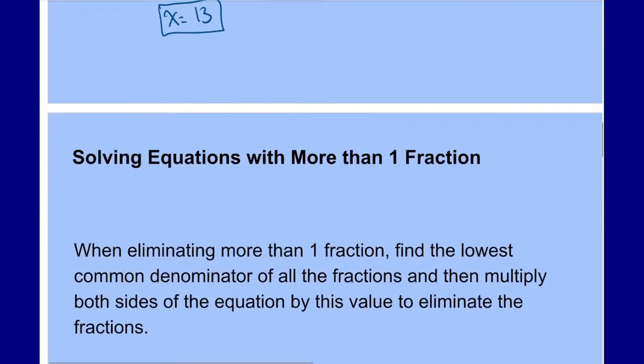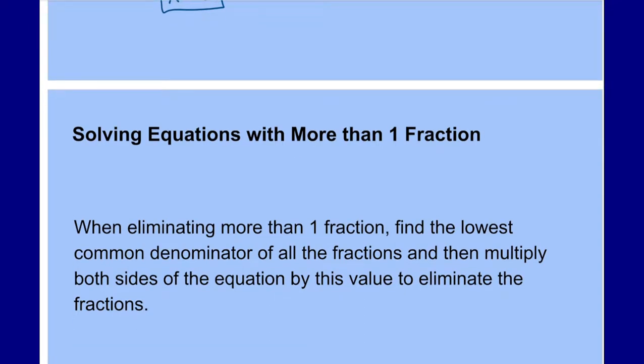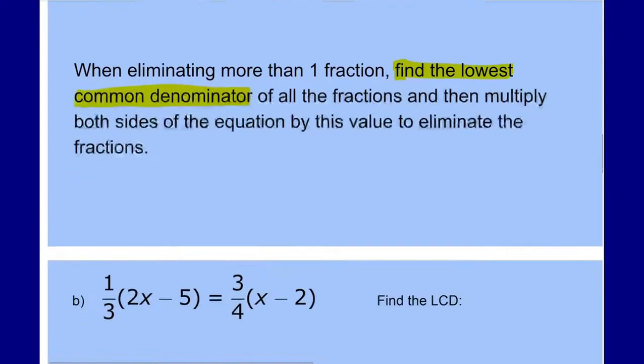Now, when we have more than one fraction, we have to be a little bit careful. Because when we have more than one fraction, we have to find the lowest common denominator of all the fractions and then multiply both sides of the equation by this value to eliminate the fractions. So it's not just a matter of looking at the denominator of one fraction, we need to take a look at the lowest common denominator of all fractions in our question or in our equation.